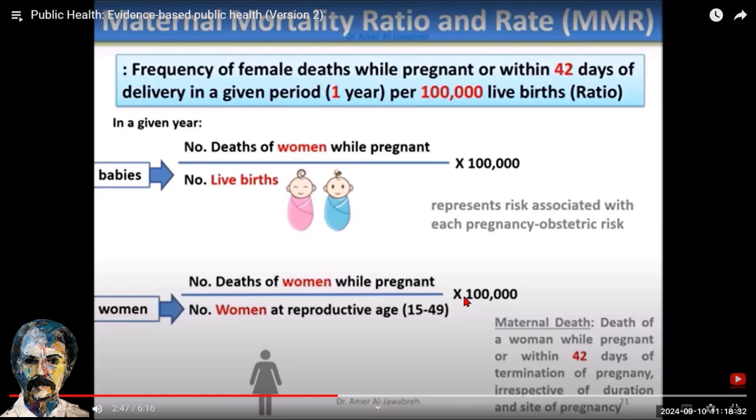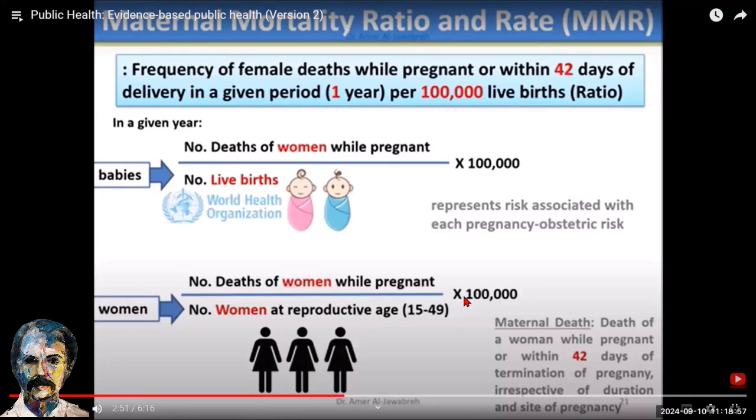And usually the women are not all women, but the women of childbearing age, 15 or 14 to 49, during which the woman can conceive and get pregnant. Not old ladies and not very young girls, let's say. Okay, so the ratio is the one that is commonly used by WHO.